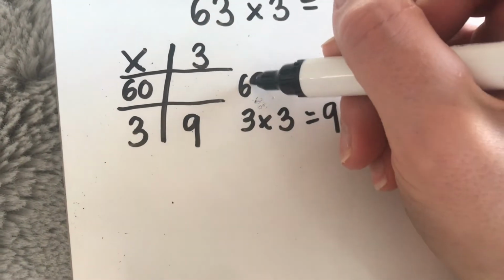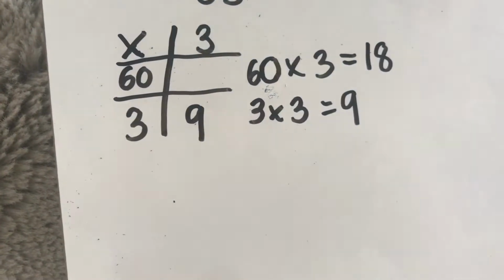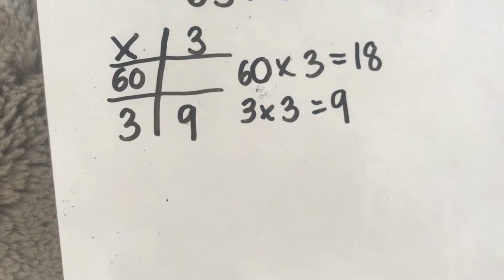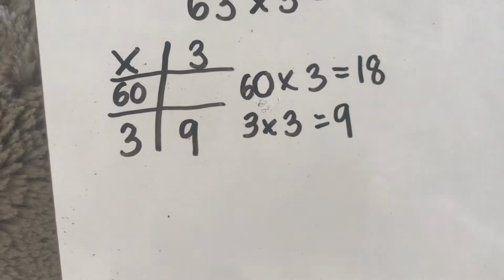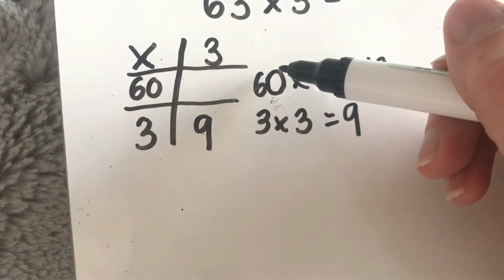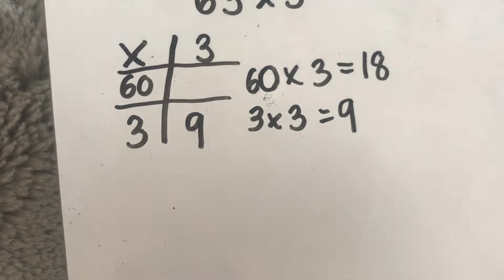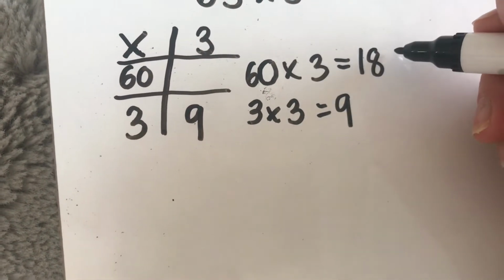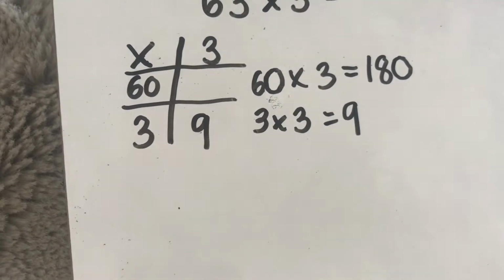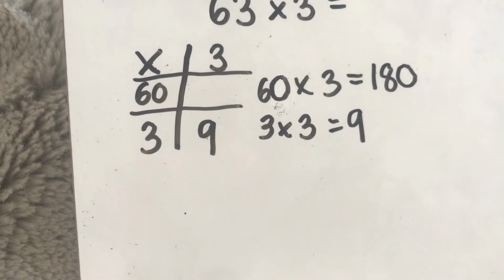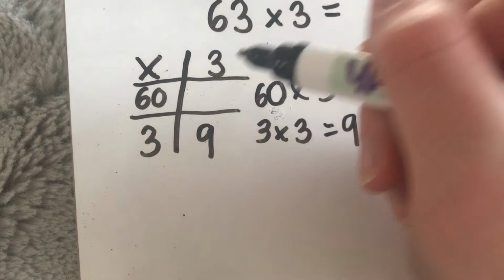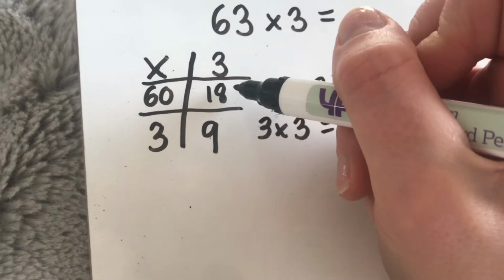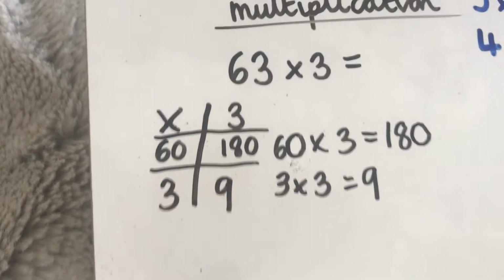But now we need to put that 0 back on because we can't actually just forget about it, because 18 would not be the answer, would it? That's the answer for 6 times 3. So when we make this number 10 times bigger again, we also need to make this number 10 times bigger. So we need to add the 0 onto the end of 18 to make 180. So 180 would go in that box there, look.